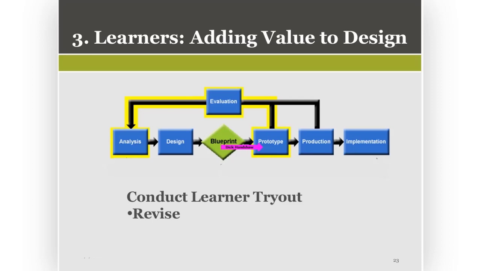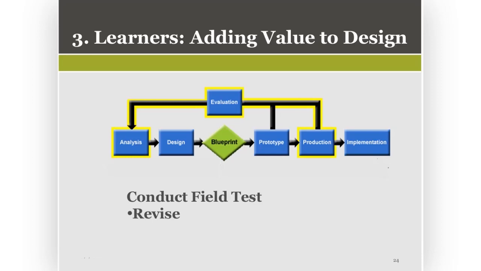The next part of that process is called a field test. And in this one, we've done our analysis, our design, had our blueprint meeting, tested the prototype, we produced the entire course, and we're ready to implement. Before we go to implementation, the last part of the production phase is a field test.